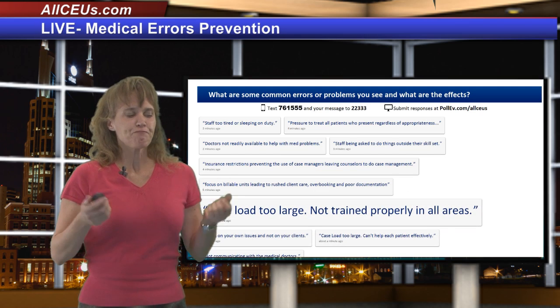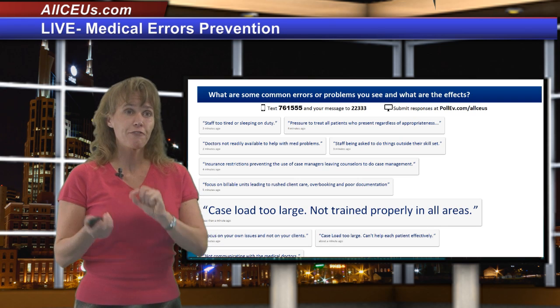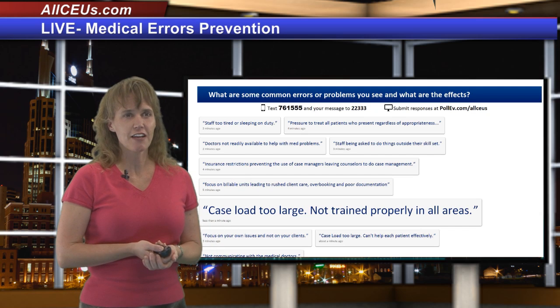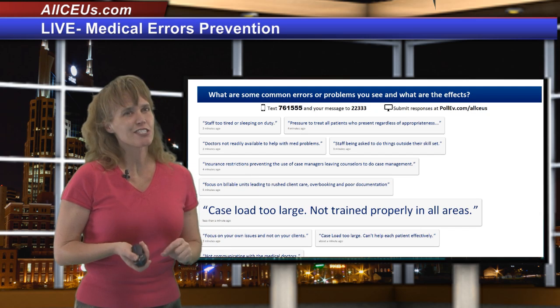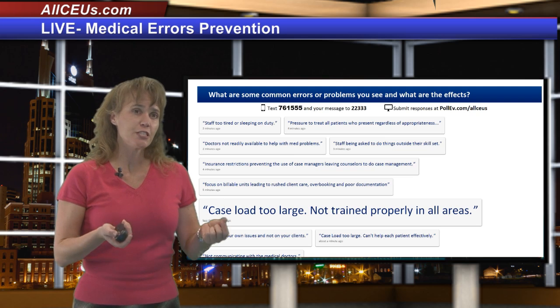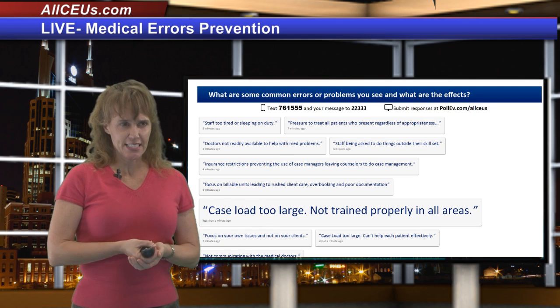notes. The other thing is doctors not being available or clients refusing to sign releases of information for doctors that are outside of your agency. So there are reasons you may not be able to communicate with them, but those can lead to medical errors, and we need to figure out how to navigate that.